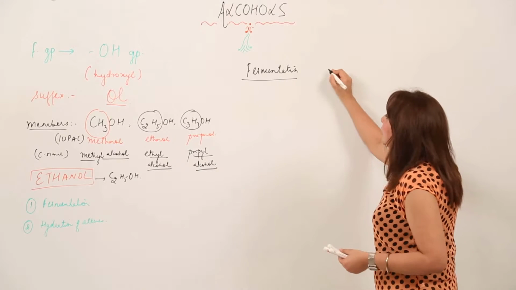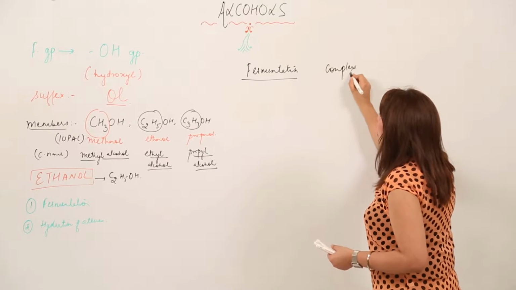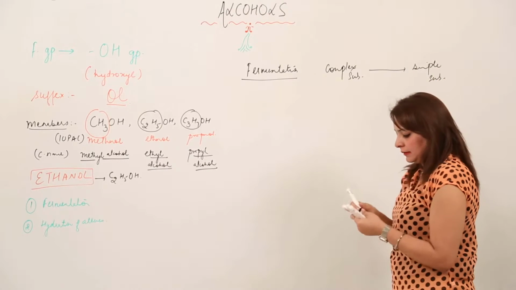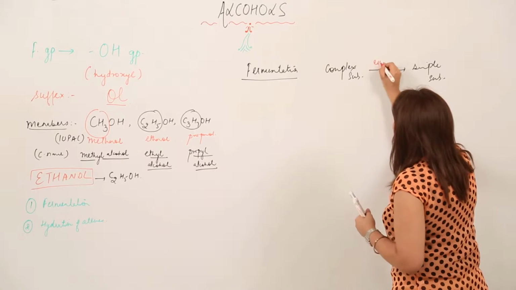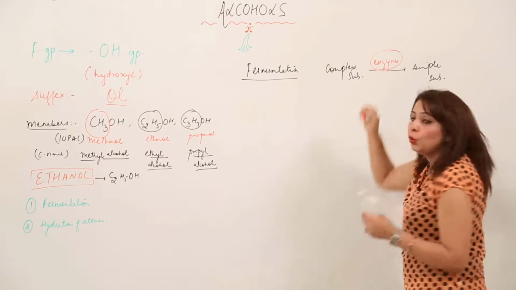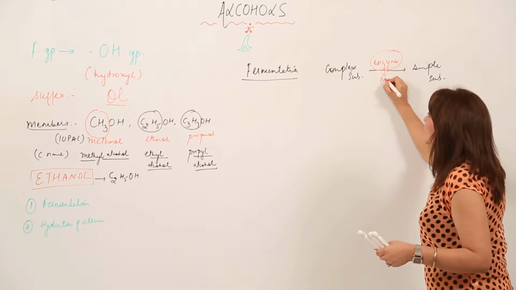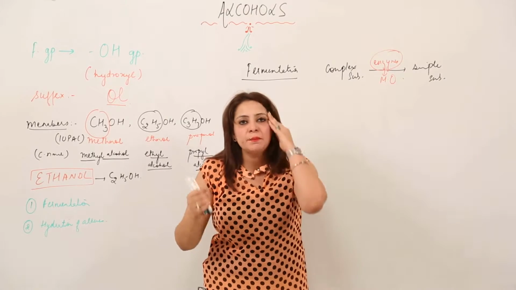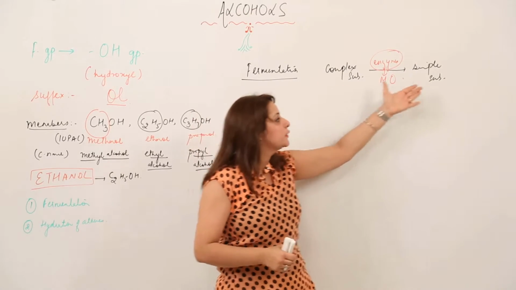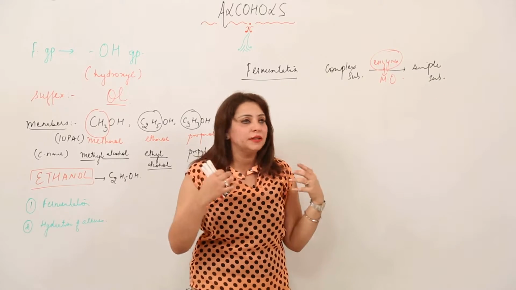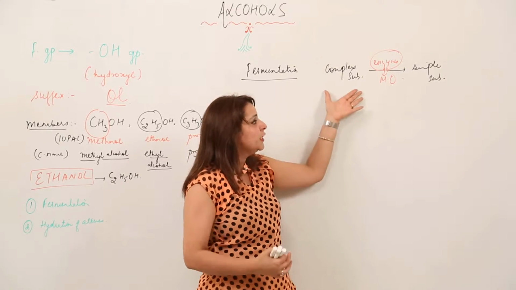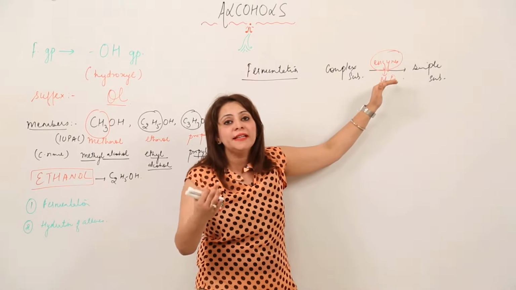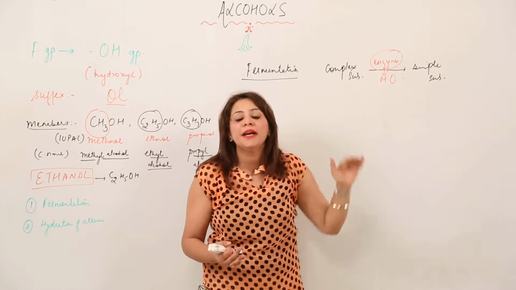Fermentation is actually the breakdown of complex substance into simple substance by the action of enzymes. And who releases these enzymes? These enzymes are released by the microorganisms. So what do we mean by fermentation? Fermentation is simply the conversion of complex substance into simple, and what factor is responsible for this conversion? The factor responsible is the enzymes. And who is releasing these enzymes? These enzymes are released by the microorganisms.